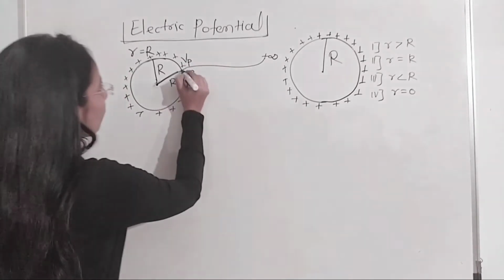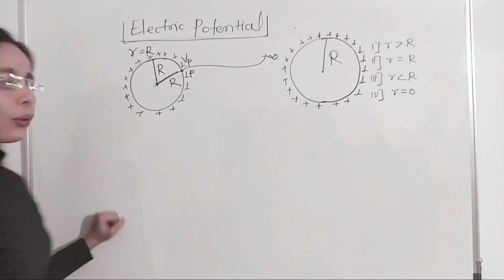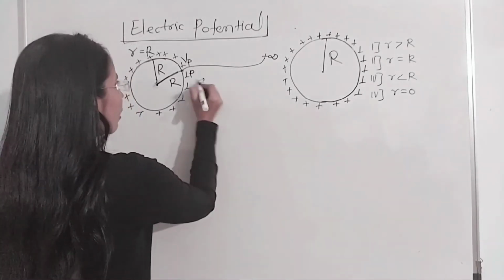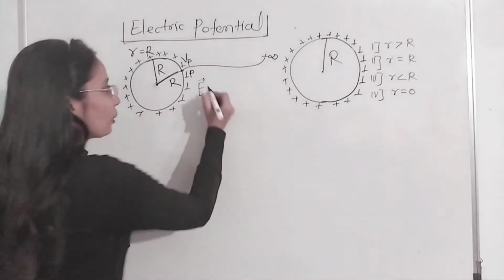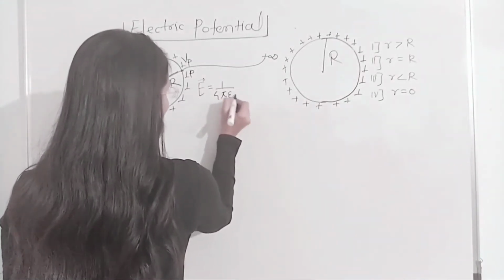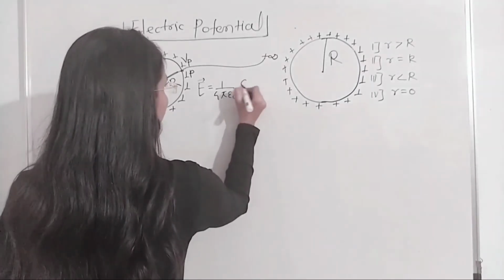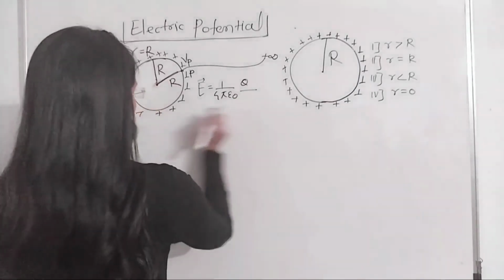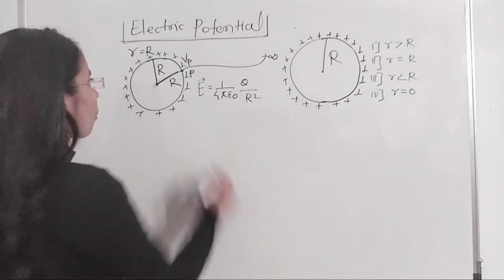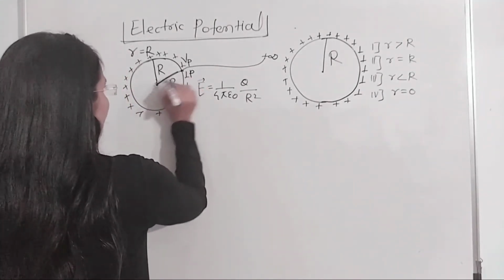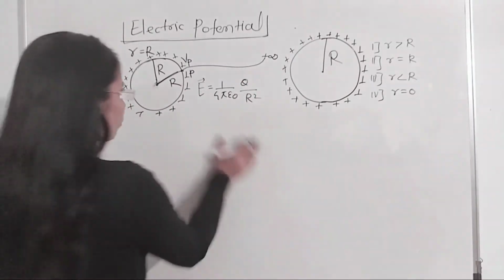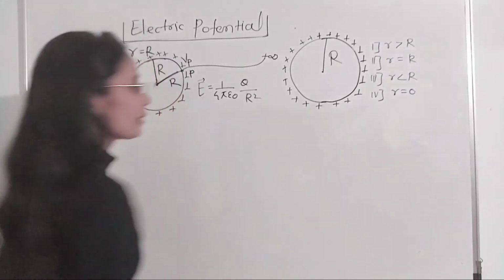So first we know that the electric field, that is E, at that point is E equal to 1 by 4 pi epsilon naught Q by r square. It is r square because the distance of that point from the center is capital R. So we know that this is the electric field.